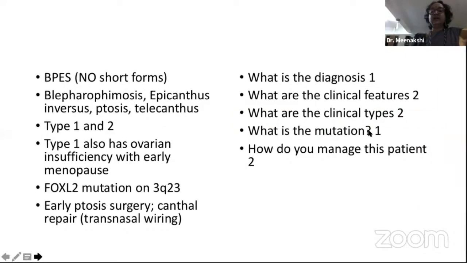So here, try to write the full thing. As I said, try not to write short forms. Blepharophimosis, even though I have written it, don't write this. Blepharophimosis, epicanthus inversus, ptosis, telecanthus. There are two types, and type 1 also has ovarian insufficiency with early menopause. And FOXL2 mutation on 3q23 is the mutation, and early ptosis surgery depending on presence of amblyopia, deviation, and canthal repair, as you correctly said, transnasal wiring. So that was lovely, very well answered.